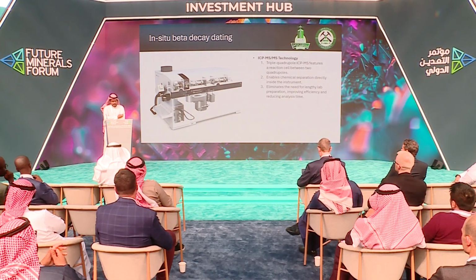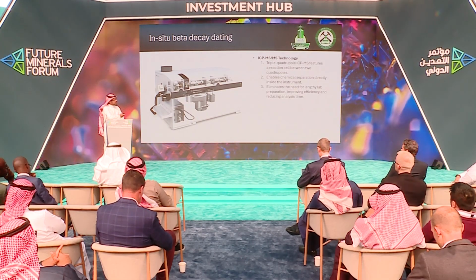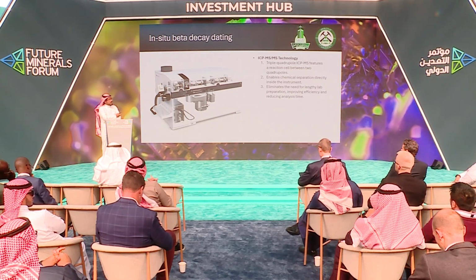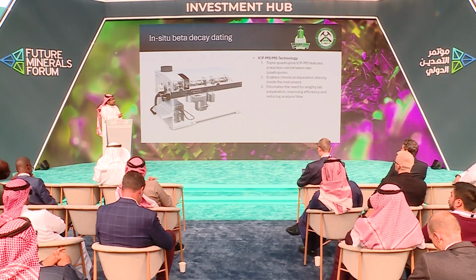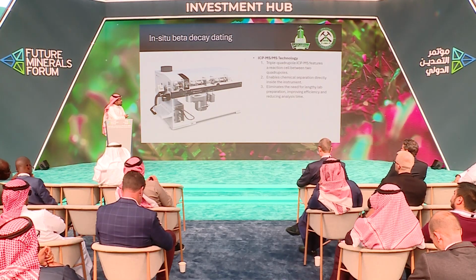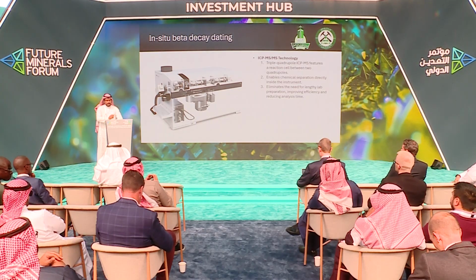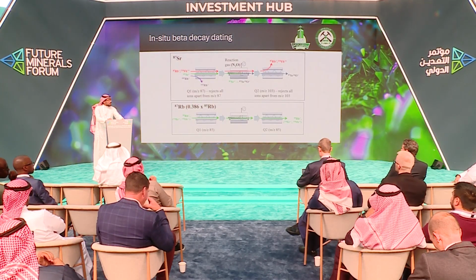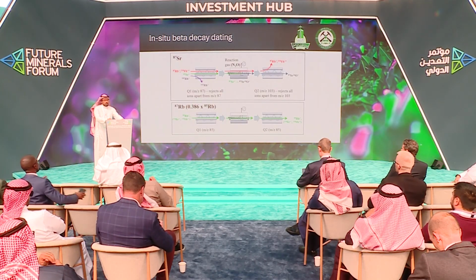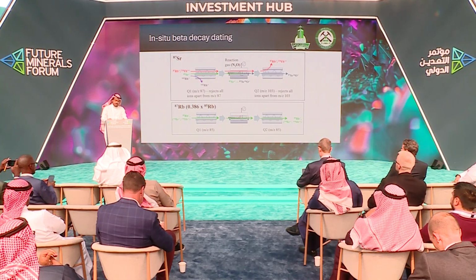What is the function of this reaction gas? We can fill the reaction cell with different kinds of gas, and we can perform the chemical separation of beta system isotopes online within the machine with no need for a chemical lab. To do that, we need to link the machine to a laser ablation system.